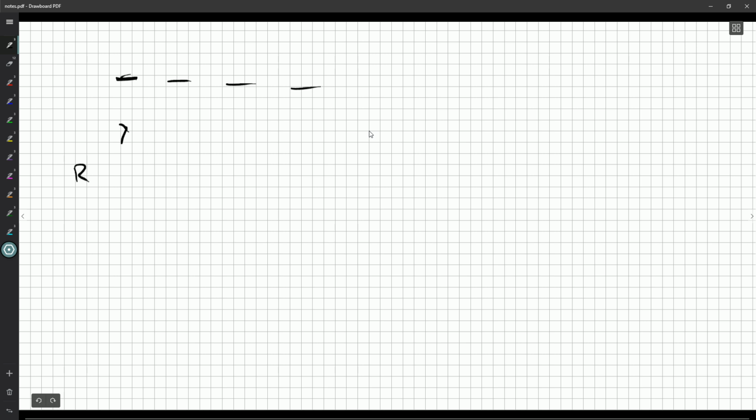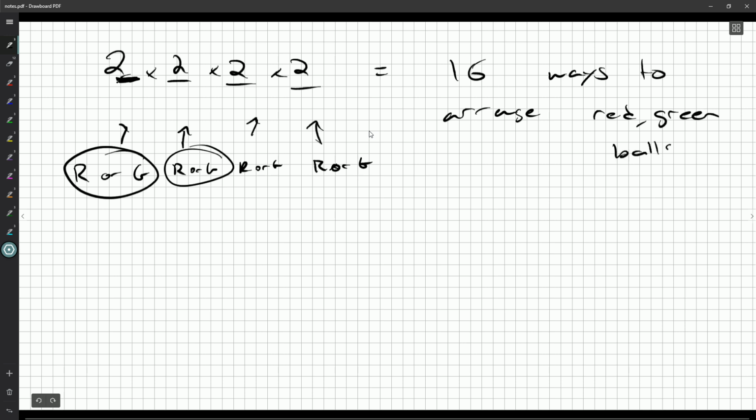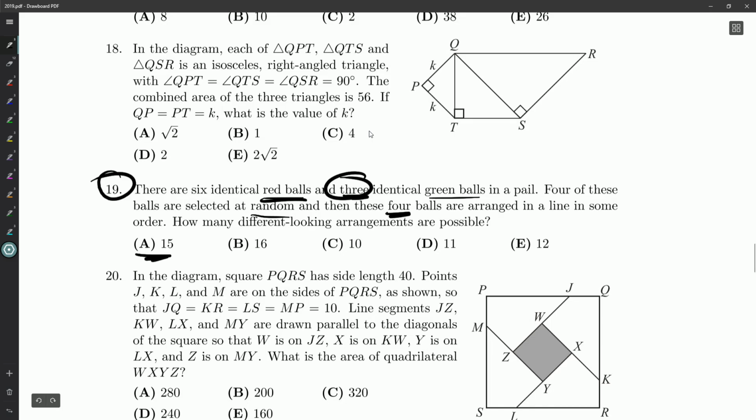What could it be? Well, it could be red or it could be green. You pick the next ball. It could be red or it could be green. The next ball, it could be red or it could be green. For each of these possible ball orderings, we have 2 choices, 2 choices, 2 choices. And my choice of whether this is a red or a green doesn't affect whether the next one's going to be a red or a green. So we could say that there's 2 times 2 times 2 times 2. There's 16 ways to arrange red and green balls. And that's great. And then you'd say, aha, the answer is B.